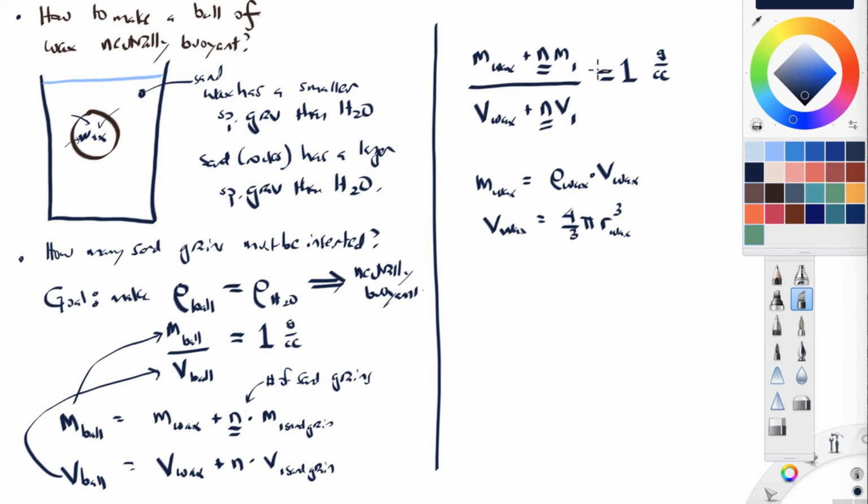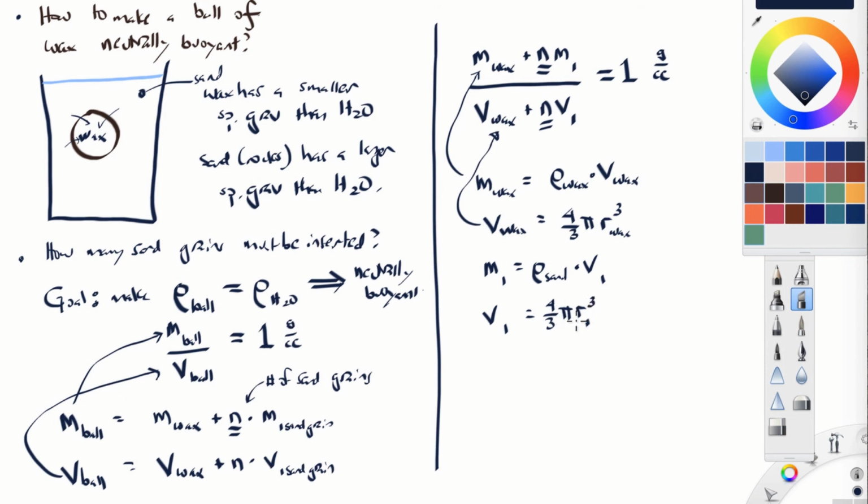Okay, and what else do we need to put in here? So that's going to go in up here. The volume of the wax is going to go in there. The mass of 1 sand grain, we need to know what that is. The mass of 1 sand grain would be the density of sand, and we'd have to look up the density of the rocks that sand is made out of, maybe limestone or something, times the volume of 1 sand grain. And what is the volume of 1 sand grain? Well, let's just assume, for the sake of argument, that it is also a sphere, 4/3 pi times the radius of 1 sand grain cubed.